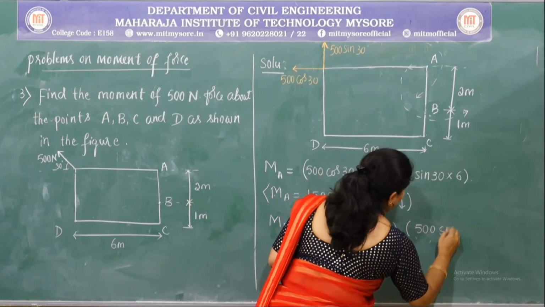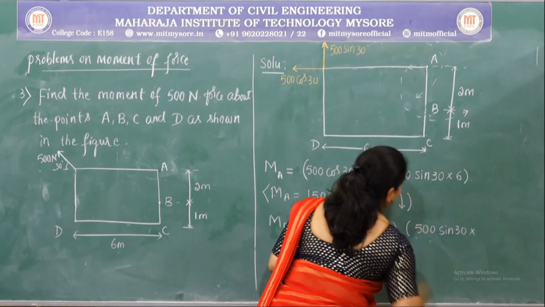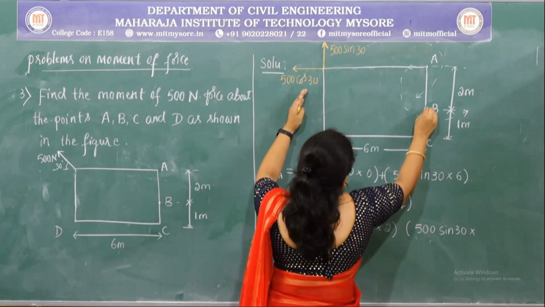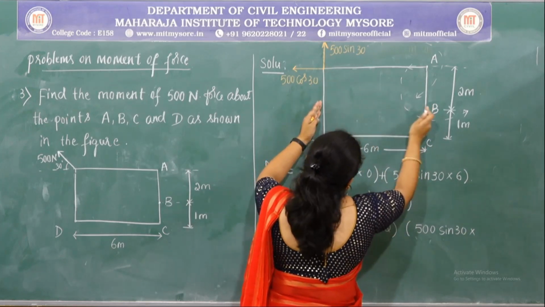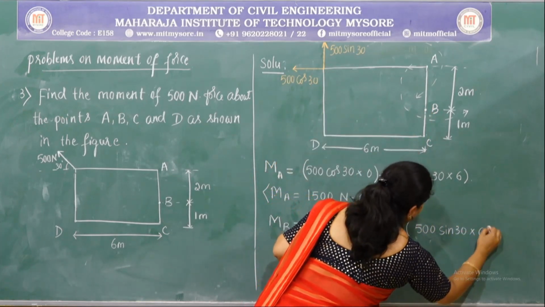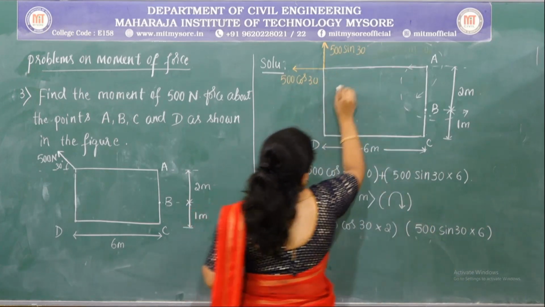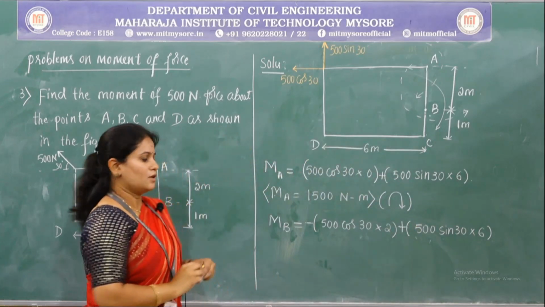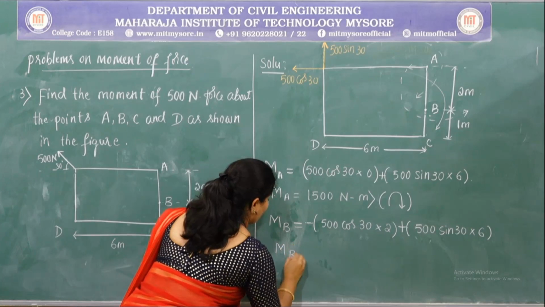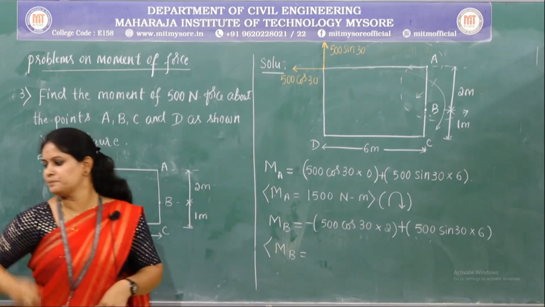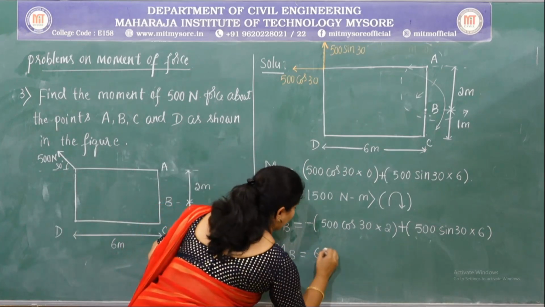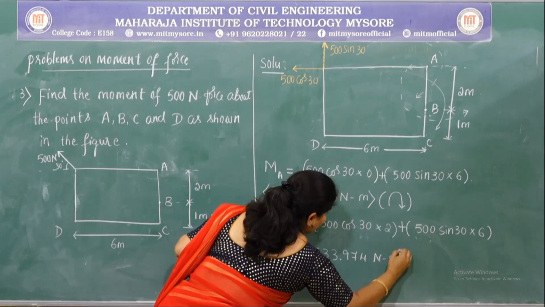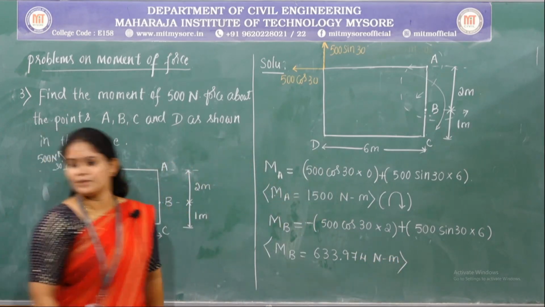Next, we shall consider the vertical component. The magnitude is 500 sin 30 multiplied by the distance between the line of action of the force and the point, which is 6 meters, and again the direction is positive, that is clockwise. So the value will become 633.974 Newton meter clockwise.